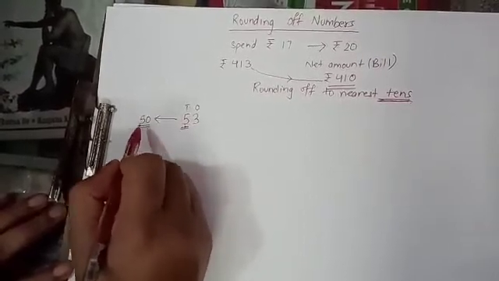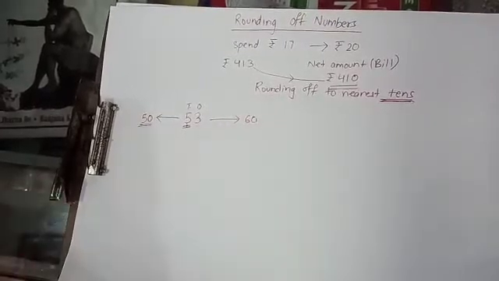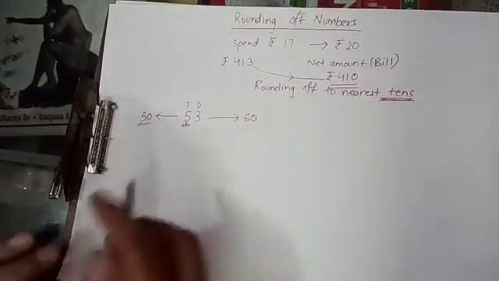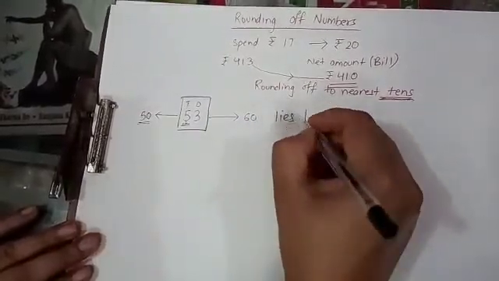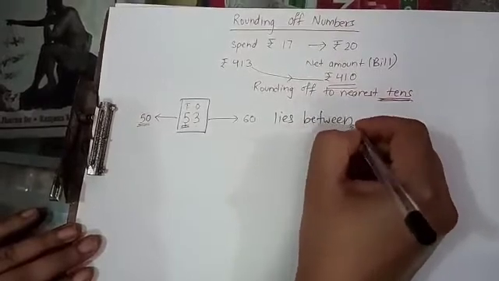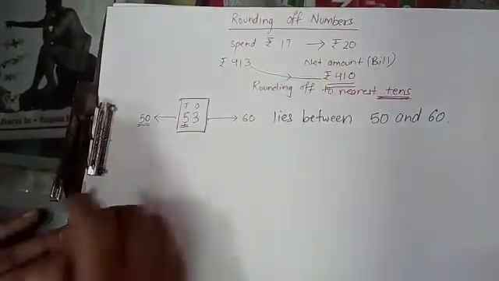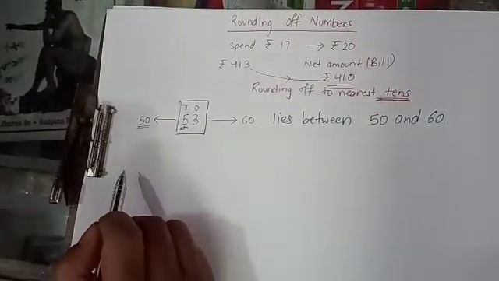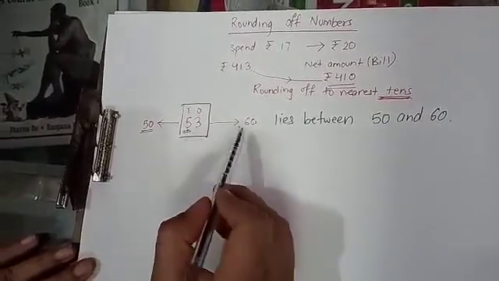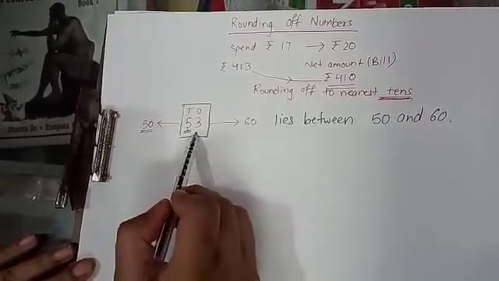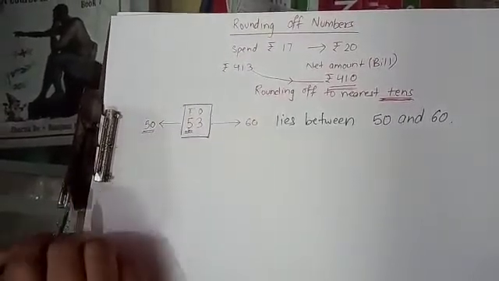And what is the next tens to 50? It will be 60. This means that the value 53 lies between 50 and 60. The question arises whether this 53 will be rounded off to 60 or to 50. For deciding this, let's talk about a story.